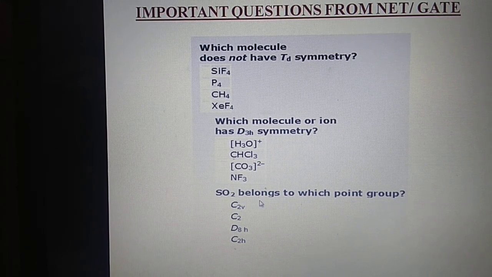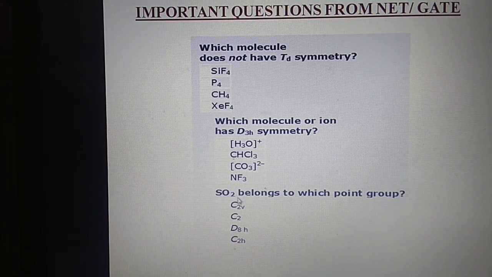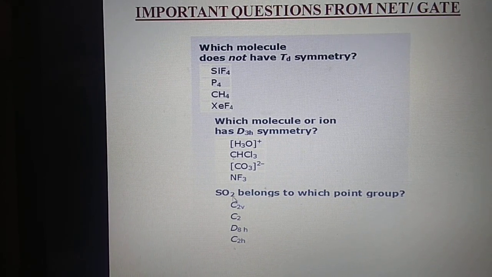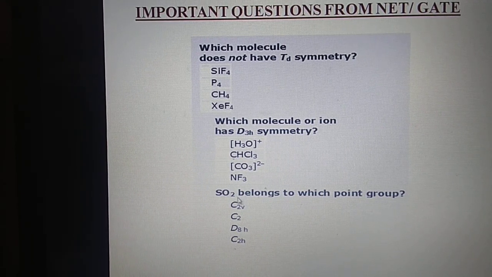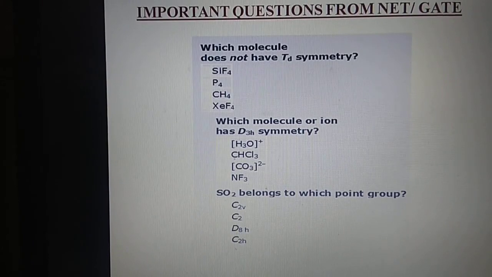Last one, SO2 belongs to which point group? Again, SO2 is a bent geometry, just like that of water. Okay, the only difference is here there is only one lone pair around sulfur. So, for a bent molecule, the point group would be C2v. So, for SO2, the point group would be C2v.